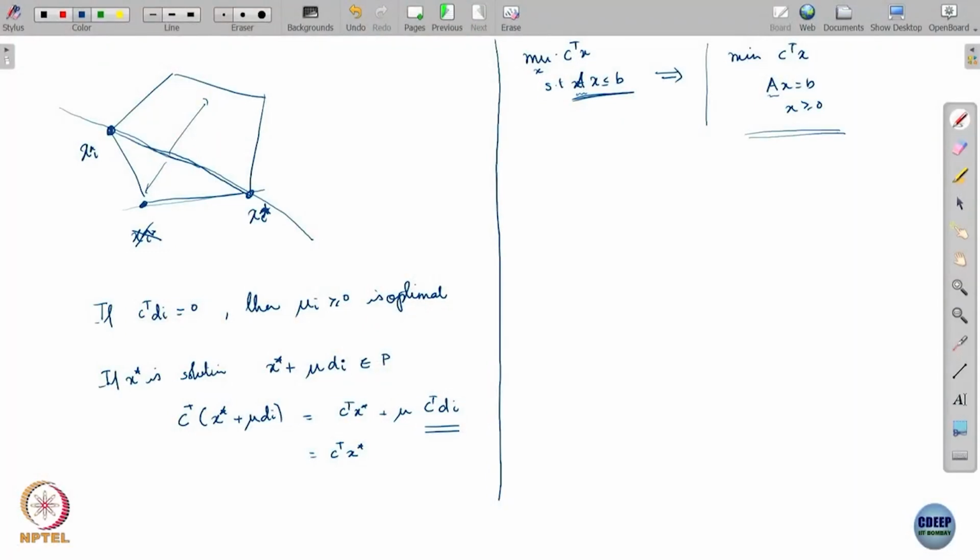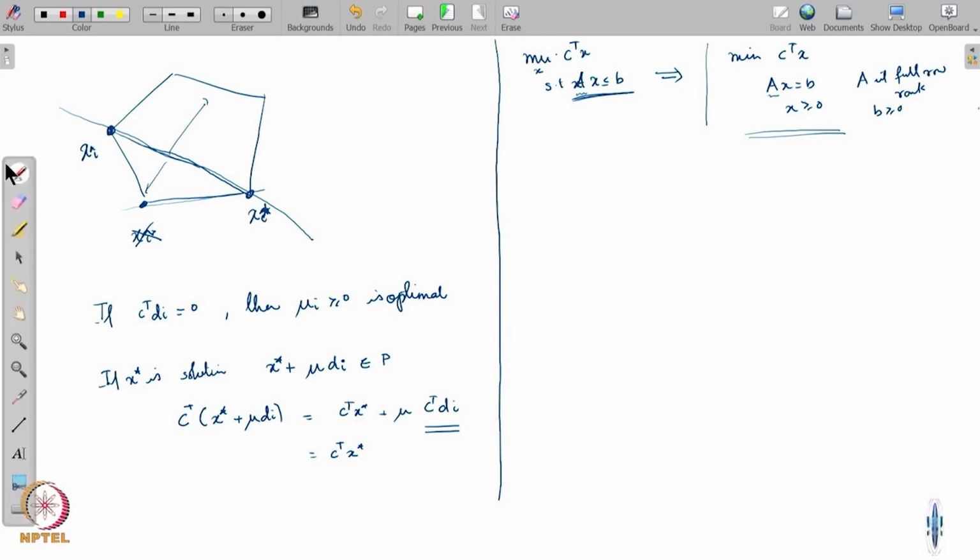What about the polyhedron on the right? So, let me be more specific here. We said that A is full row rank, and we said that b can be taken as greater than or equal to 0. So, this sort of polyhedron is expressed in this form: Ax equal to b and x greater than or equal to 0, for all the variables.